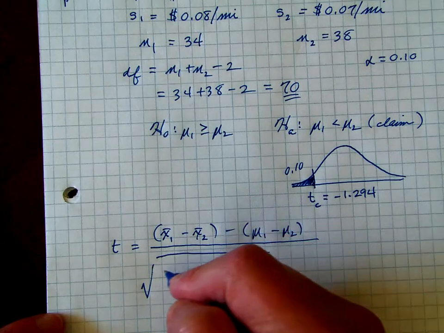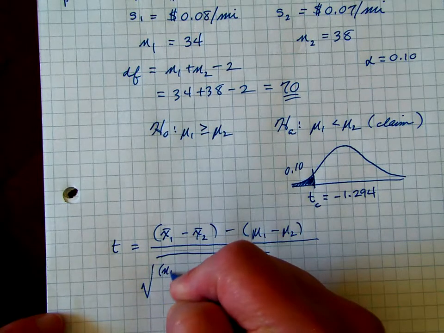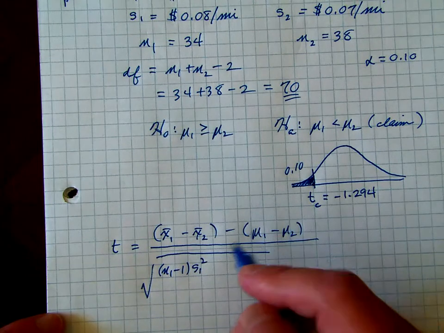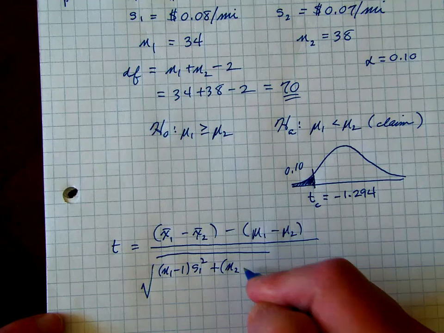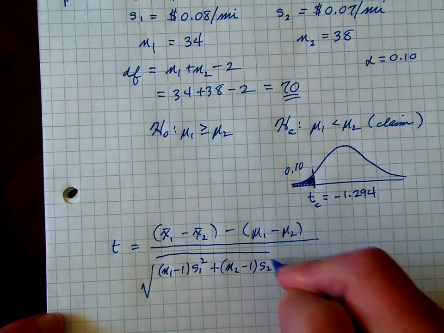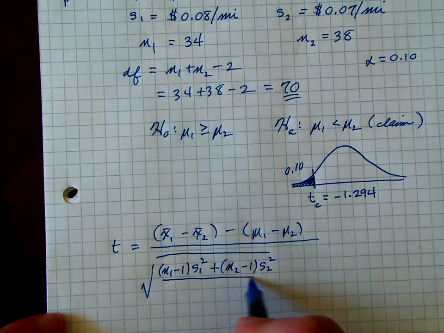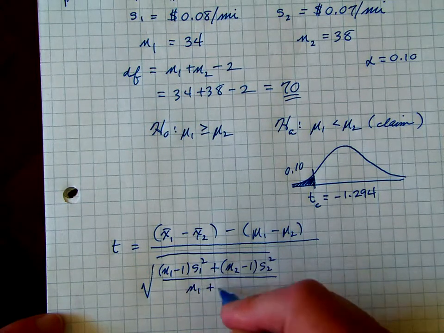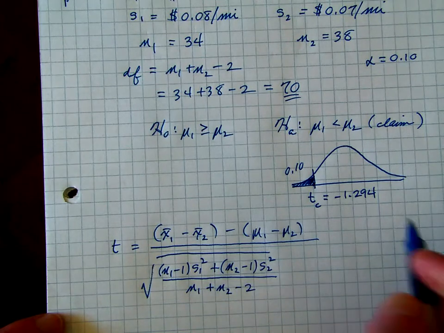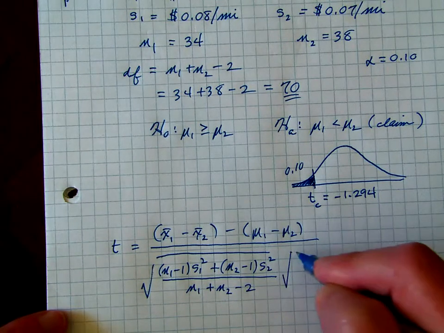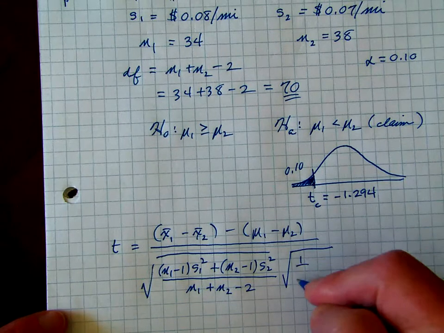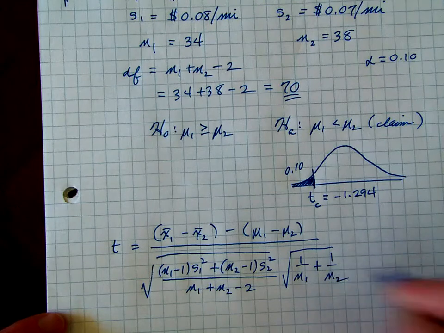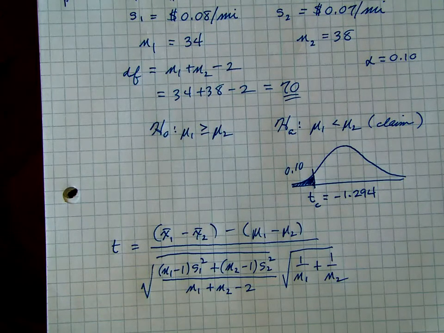You take n1 minus 1 times s1 squared plus n2 minus 1 times s2 squared, add those together, divide by that combined degrees of freedom, and, just for fun, we have this extra factor. And you should be grateful right now that we didn't have to derive this. Okay, there's the formula.